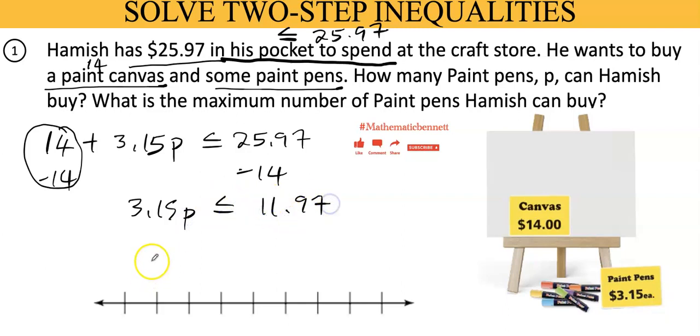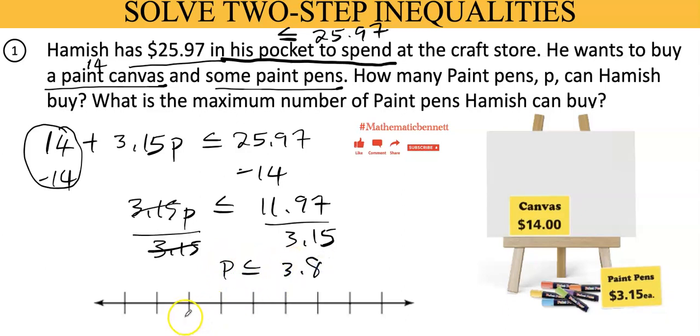11.97. To get p by itself, we are multiplying by 3.15 here. So we have to divide by 3.15 on both sides of our inequality to keep it balanced. Dividing both sides by 3.15, we would have cancelled out the 3.15 on the left side. So we see that p should be less than or equal to 3.8.